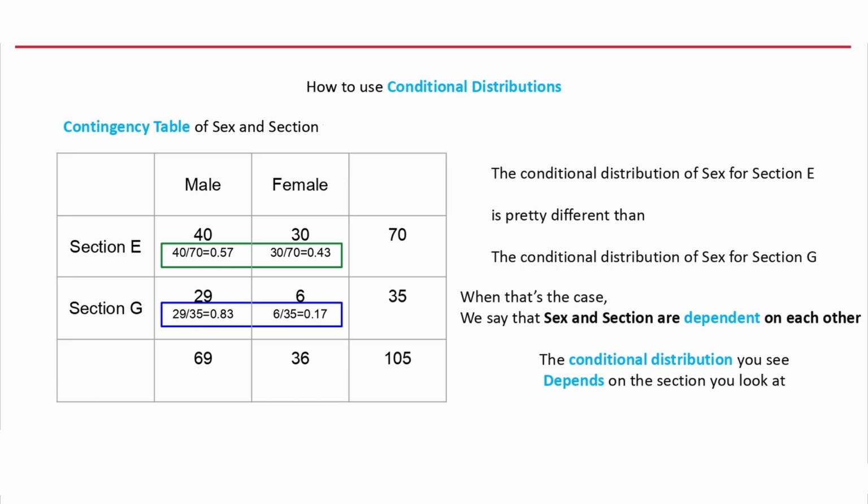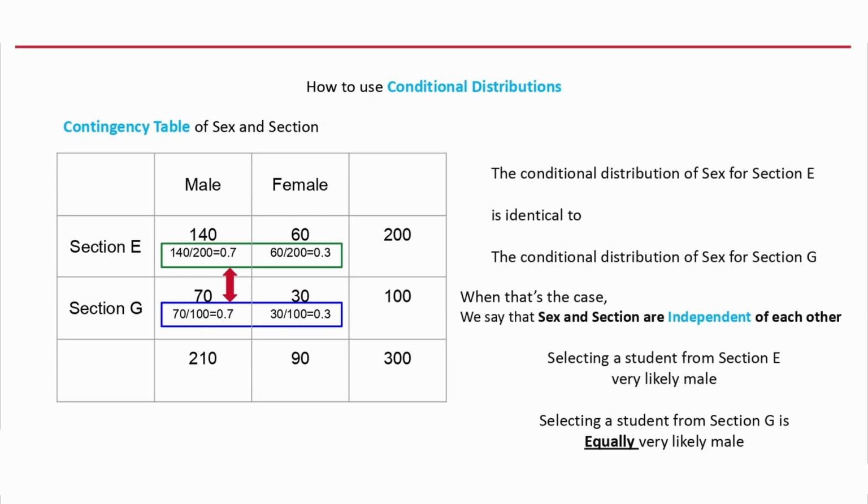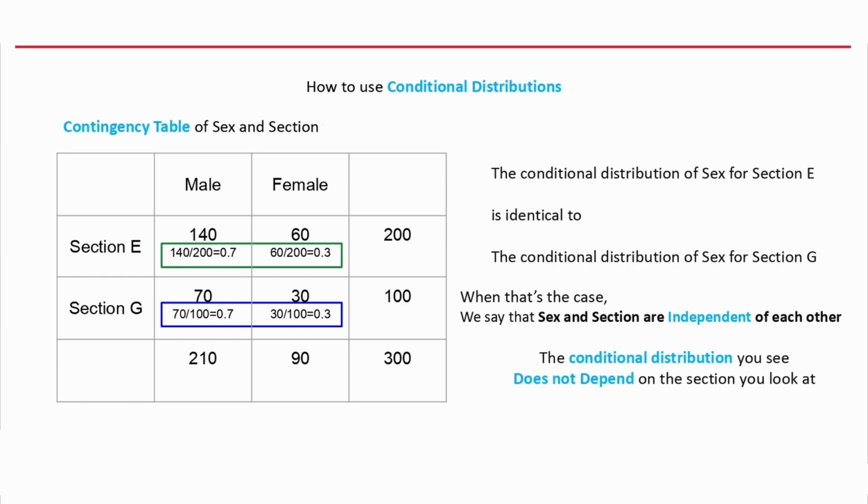In this other example, where I've made the conditional distributions identical, that is, section E has 70% males and 30% females, so does section G. Section G also has 70% males and 30% females. These conditional distributions are now identical, so we say that these two variables, sex and section, are independent. That is, the conditional distribution you see does not depend on the section you look at. If you look at section E, you're going to see the same percent males and females as if you were going to look at section G.